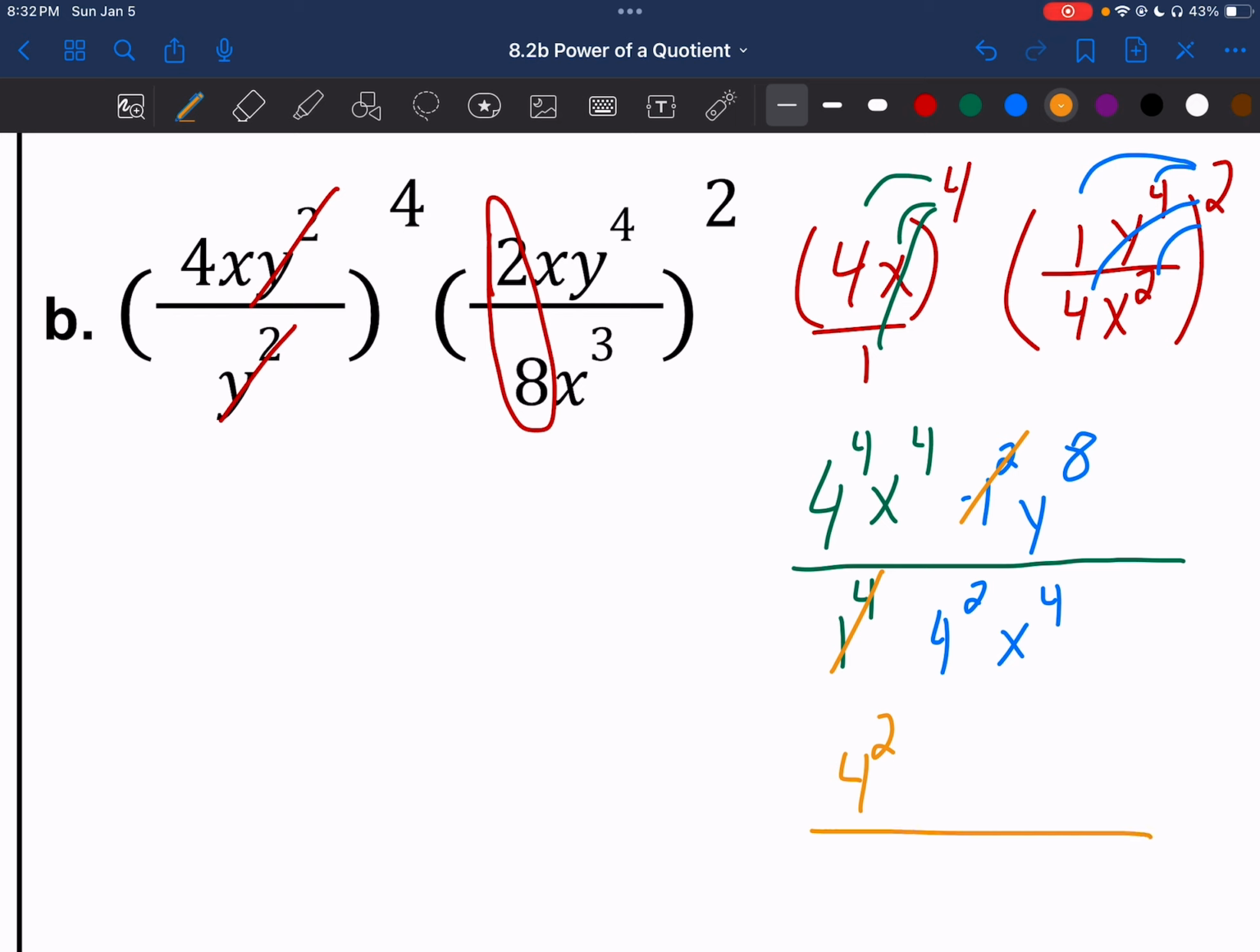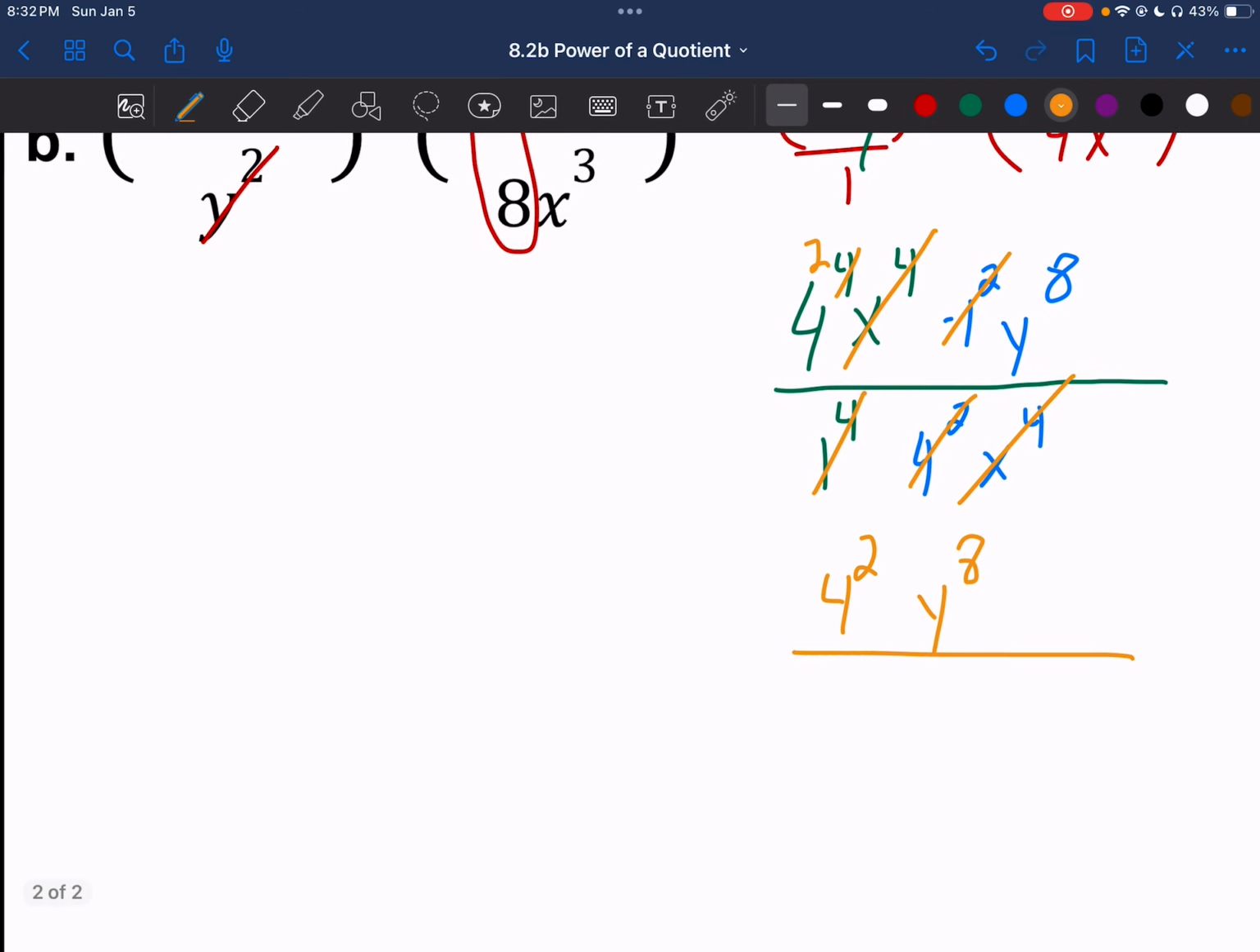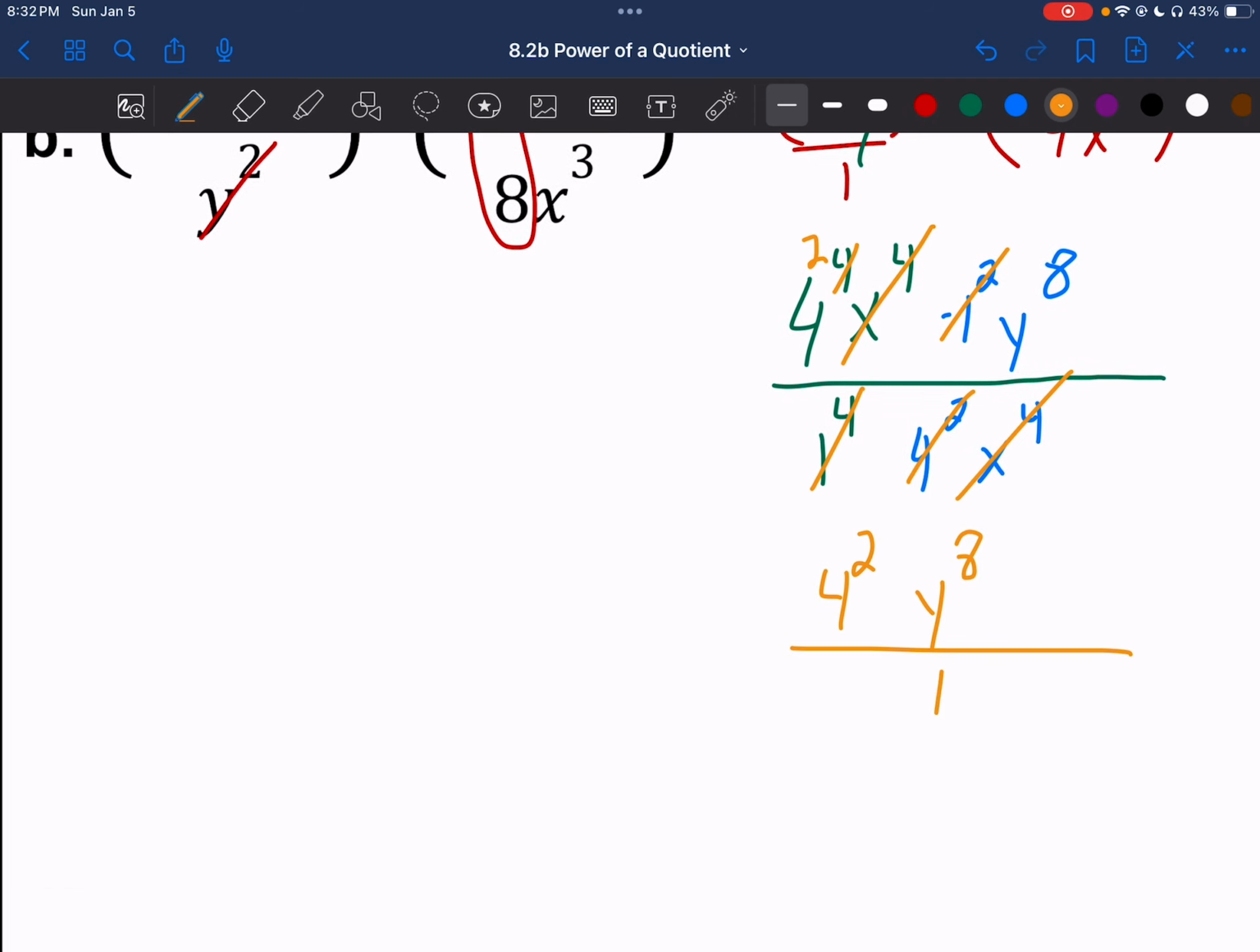Okay, so let's just keep in mind we've got a numerator, we've got a denominator here. Okay, so that cancels, that becomes a 2. So x to the fourth and x to the fourth cancel out, and we're left with a y to the eighth in the numerator, and the denominator, everything canceled out and is just 1. So now we can simplify. 4 squared is 16, y to the eighth.